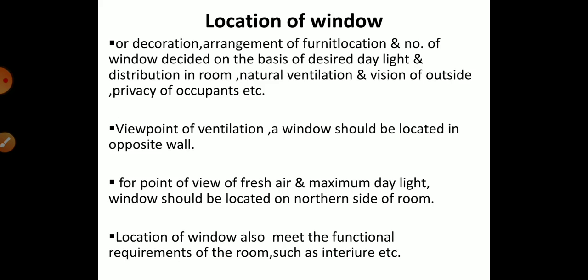For fresh air and maximum daylight, windows should be located on the northern side of the room. The height of the sill of the window should be 0.75 to 1 meter above the floor level of the room.